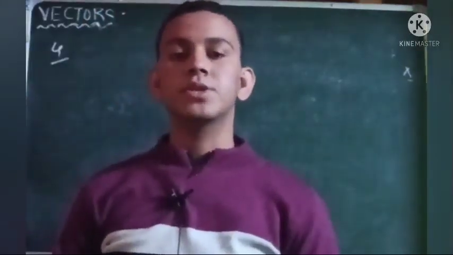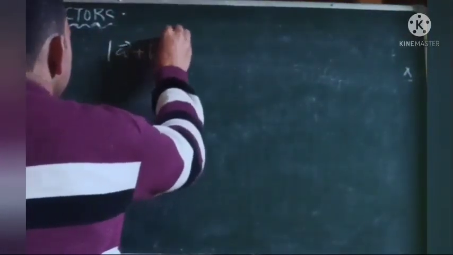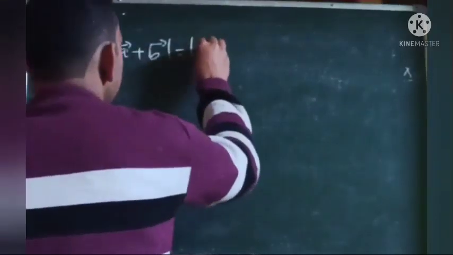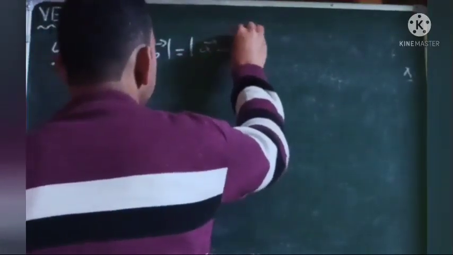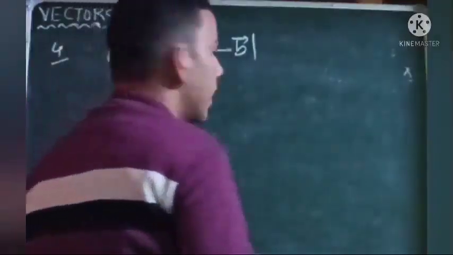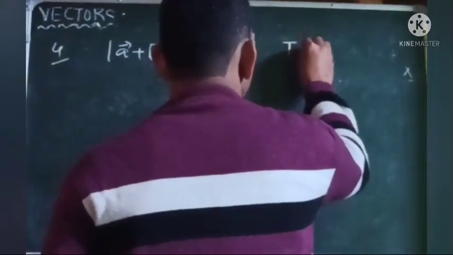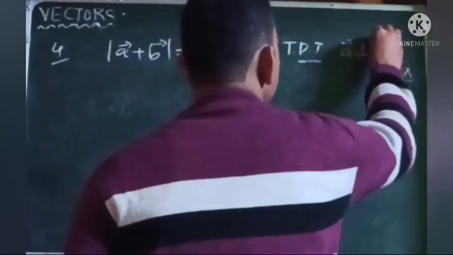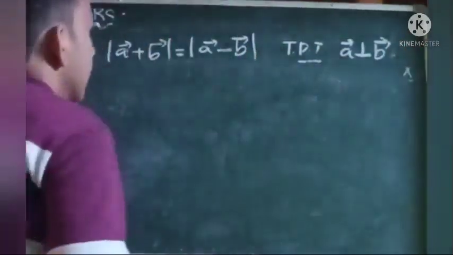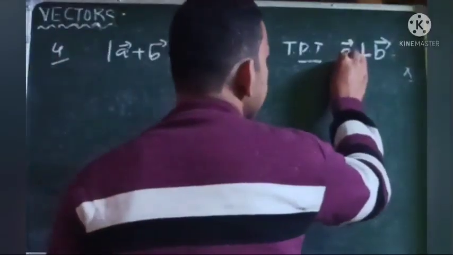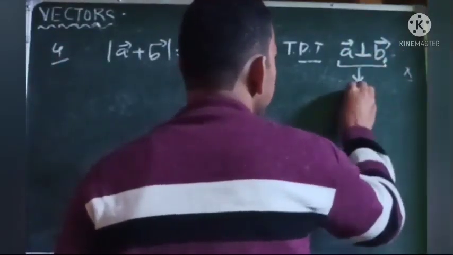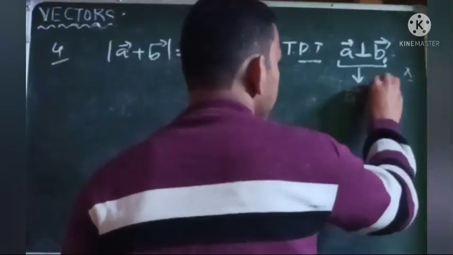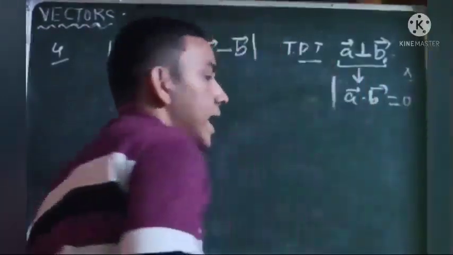Now our next question is question number 4. Suppose we are given that magnitude of A vector plus B vector is equal to magnitude of A vector minus B vector. Then we are required to prove that A vector is perpendicular to B vector. This can be achieved by the statement A vector dot B vector is equal to 0, as we have already seen.